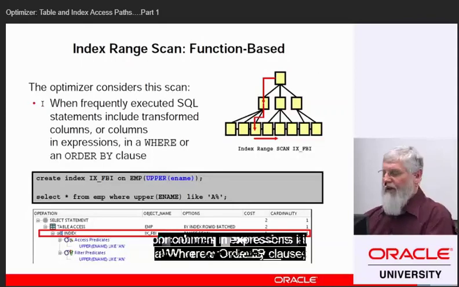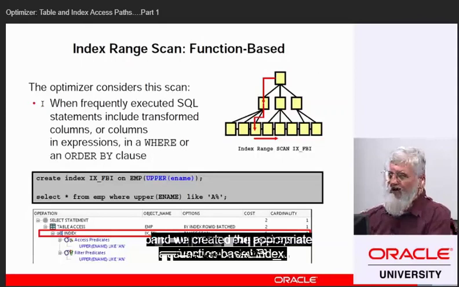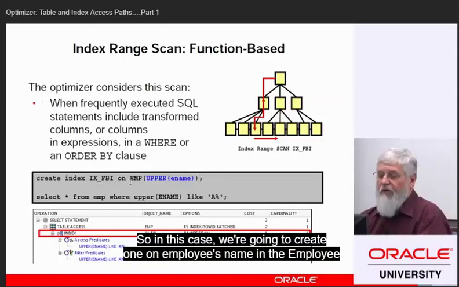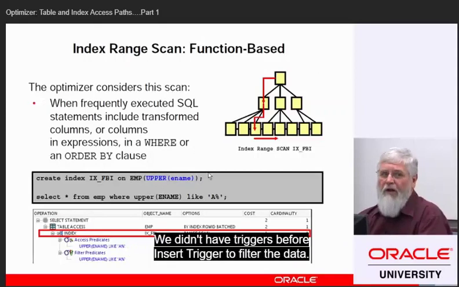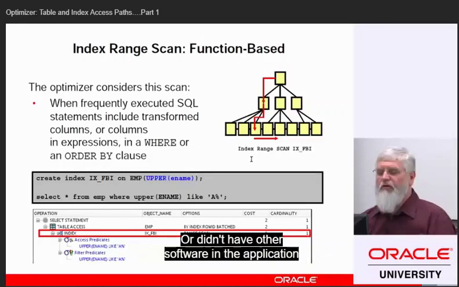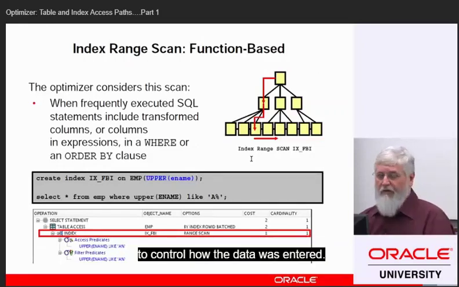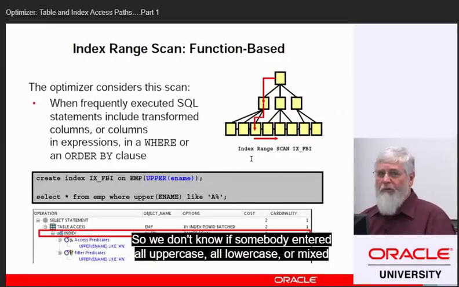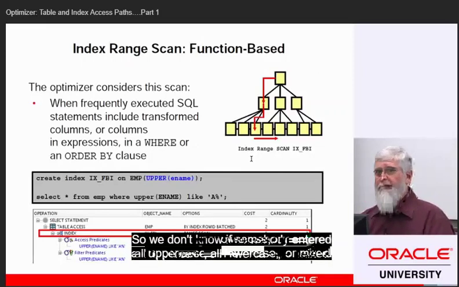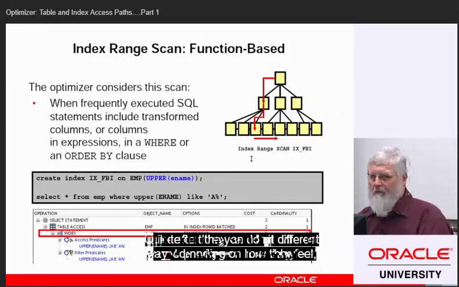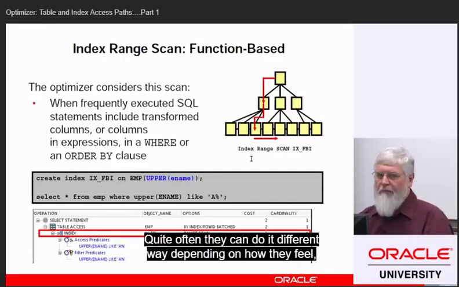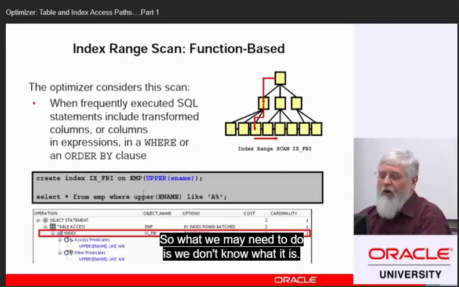We didn't have triggers, or a before insert trigger to filter the data, or other software in the application to control how the data was entered. So we don't know if somebody entered all uppercase, all lowercase, or mixed case. Quite often they can do it a different way depending on how they feel, if the application didn't have the control built into it. So what we may need to do is an upper on e-name so we can compare it to the upper name version so we know what it looks like all the time.